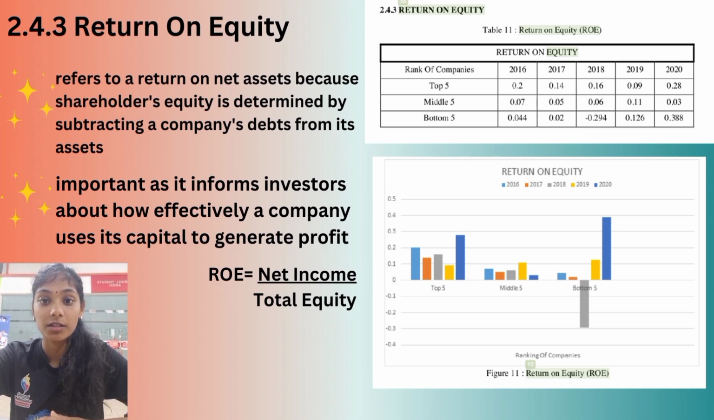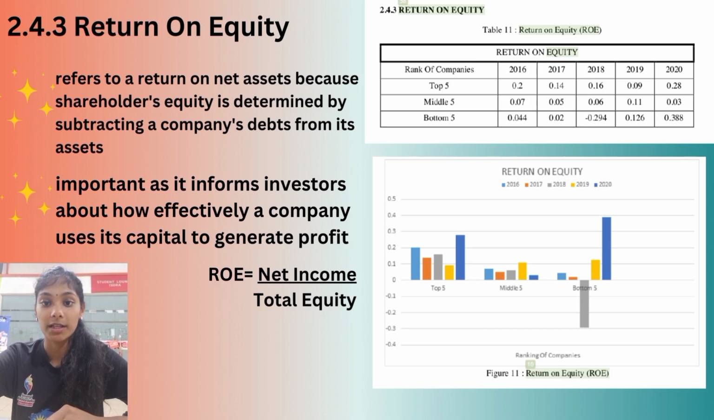ROA refers to financial ratio that indicates a company's profitability in relation to its total assets. The higher the ROA percentage, the better because it indicates how well a company converts its investment into profits. Top-ranking companies show a better development compared to middle and bottom companies. Middle 5 companies in the year 2019 recorded the highest ROA in these 5 years periods. The ROA of the bottom 5 companies in 2018 deteriorated, which is negative 0.21% compared to other years.